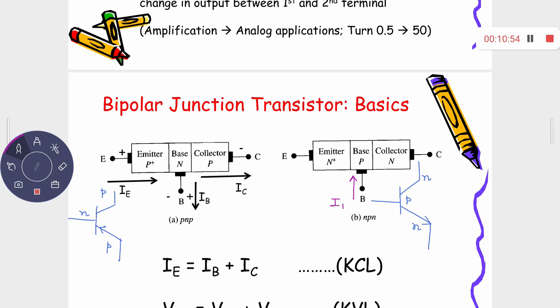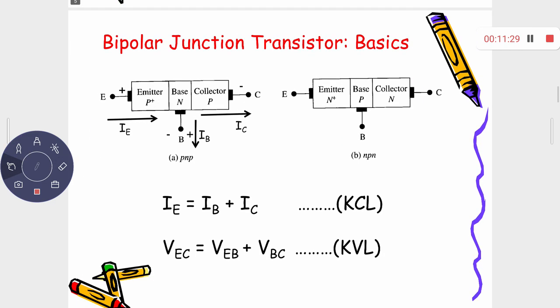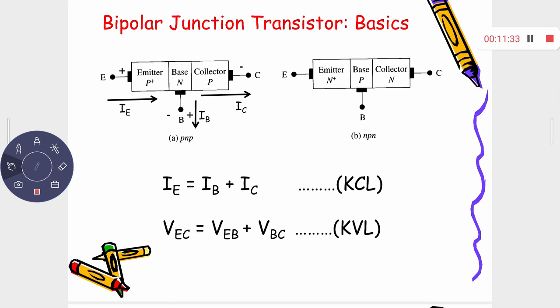You should expect IB over there, the base current, IC, the collector current, and IE, the emitter current. Okay? So the condition remaining the same, IE is equal to IB plus IC, collector current plus base current. And that is our KCL, Kirchhoff's current law. And what about Kirchhoff's voltage law? For PNP, it is written as VEC is equal to VEB plus VBC. Last day we represented it in terms of the NPN transistor, that means VCE is equal to VCB plus VBE.